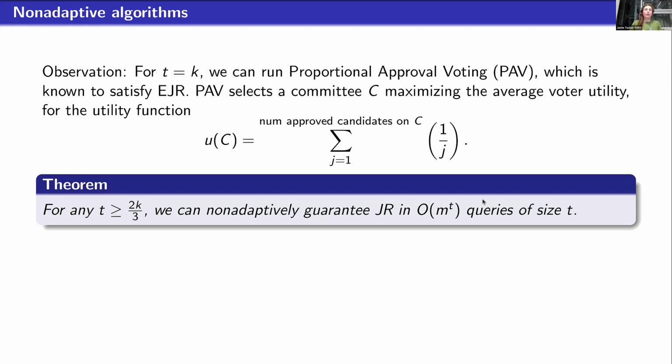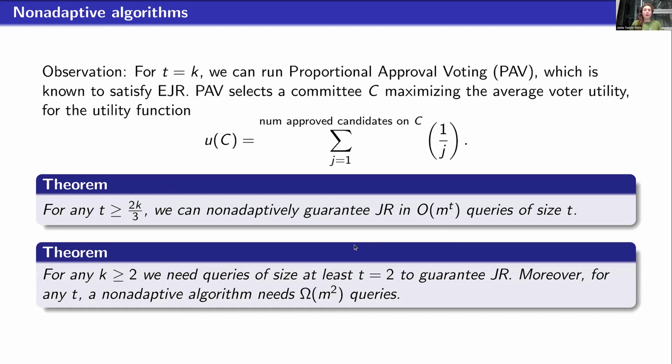Okay. And again, this is a non-adaptive algorithm. The first algorithm I mentioned is querying every subset. This one is querying some more specially chosen subsets of size K, or of size less than K, in fact.